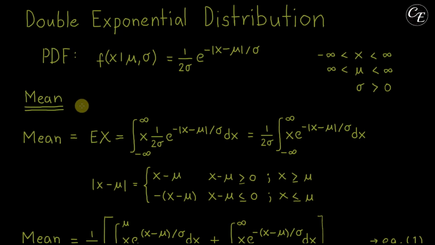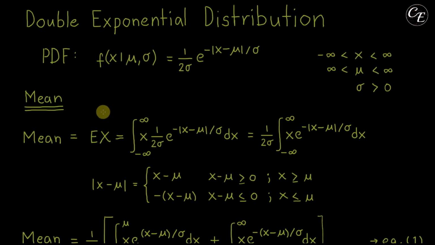Hello everyone, in this lecture, I'm going to show you how to derive the mean, the variance, and the moment generating function for the double exponential distribution. Double exponential distribution is a continuous probability distribution with a probability density function, or PDF, shown in here.